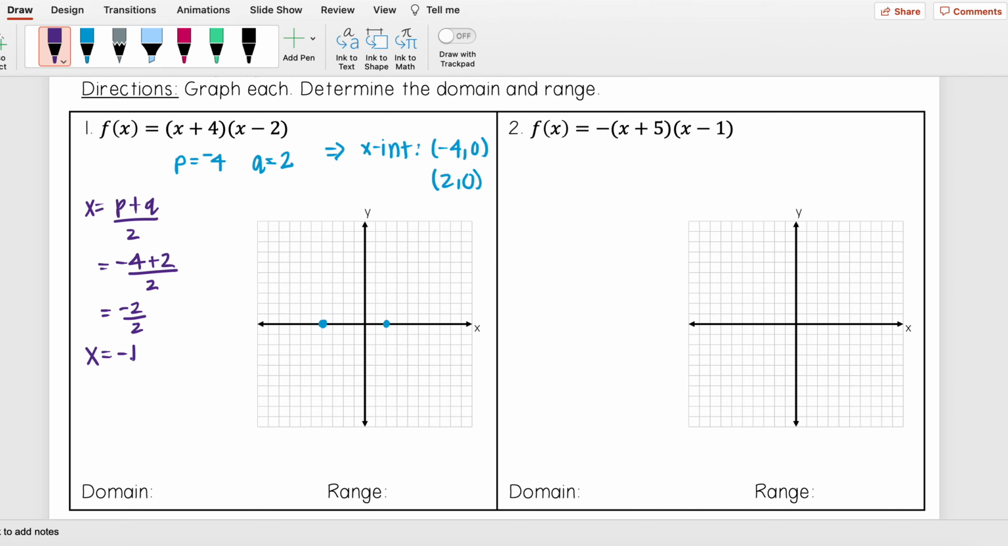Now my last step is I need to plug that into my function to find what my vertex is. And so plugging in negative 1 into x, I get negative 1 plus 4 times negative 1 minus 2. Negative 1 plus 4, I get 3. Negative 1 minus 2, I get negative 3. And so I get negative 9. So that means that my vertex is at negative 1, negative 9. So now I'm going to plot that. It's going to be right here. And now that I have 3 points, I can go ahead and fill in my parabola.